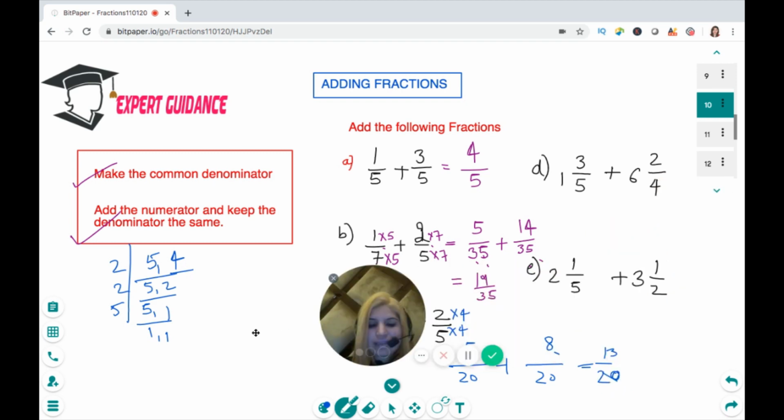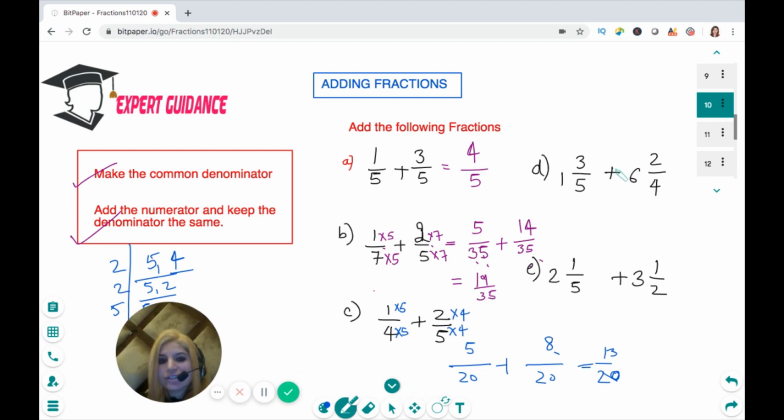Now let us move on to addition of mixed fractions. For a mixed fraction, you just add the whole numbers. So 6 plus 1 is 7. And then you add 3/5 and 2/4. You'll make a common denominator, which is 20. 3 times 4 is 12, and 2 times 5 is 10. So that is 22 over 20. I can simplify that by dividing by 2. So that is 11/10.